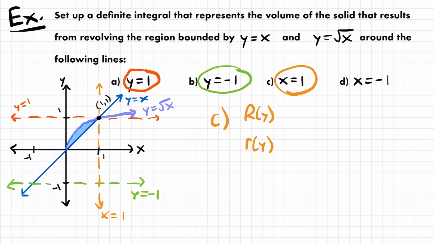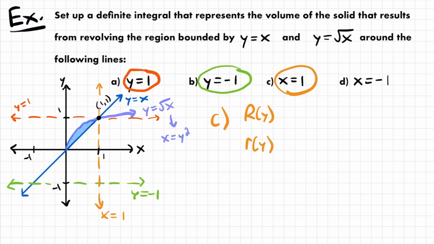Now, before we work on finding our radii, let's switch each of our functions to be in terms of y. Now, y equals x is pretty simple to get in terms of y. y equals x, so x equals y. So that's just going to be equal to y. But then for y equals the square root of x, we're going to need to square both sides of the equation to solve for x. And so if we do that, we will have that x is equal to y squared. And so y squared will be this curve in terms of y.